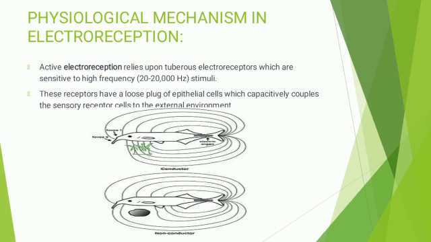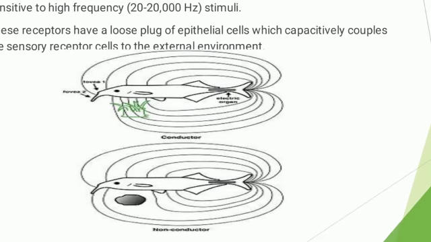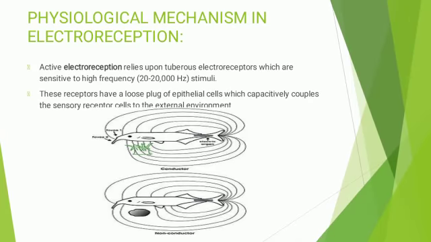My last topic is the physiological mechanism in electroreception. Electroreception relies upon tuberous electroreceptors, which are sensitive to high frequency stimuli, 20 to 20,000 Hz. These receptors have a loose plug of epithelial cells which are capacitively coupled to sensory receptor cells of the external environment. In the diagram, we show a fish and its electroreception around a conductor or non-conductor. This is all about my diagram.